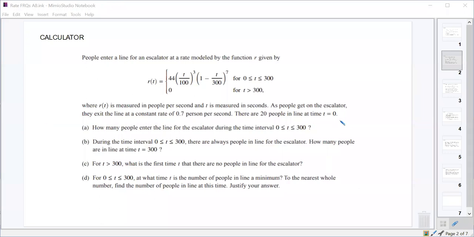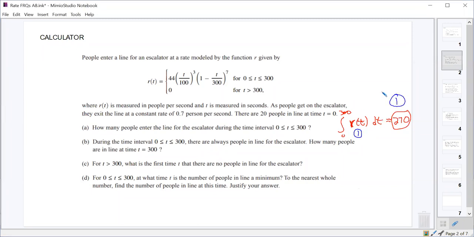That should be pretty straightforward. That should just be an integral from 0 to 300 of the rate function. And obviously, we're using the one that's actually valid for 0 to 300, not the one for greater than 300. And if you plug that into your calculator, the value that it gave out was 270. Does that sound good to everybody? Part A, pretty straightforward.